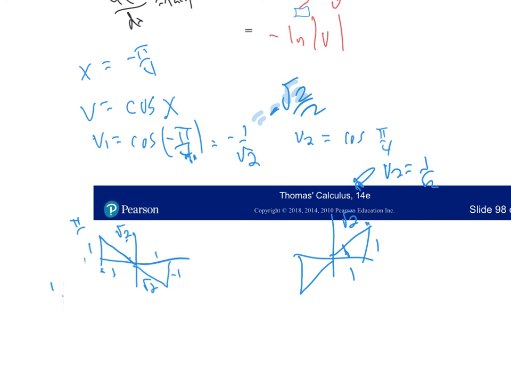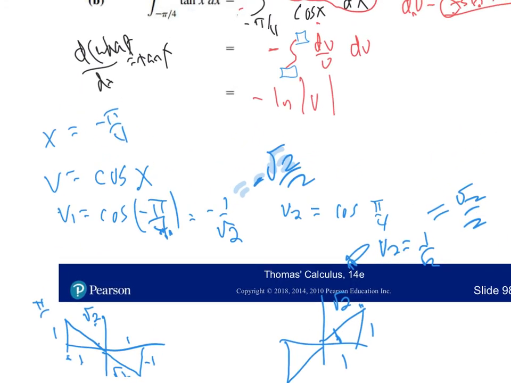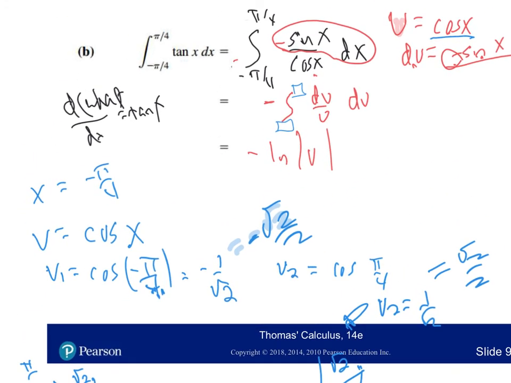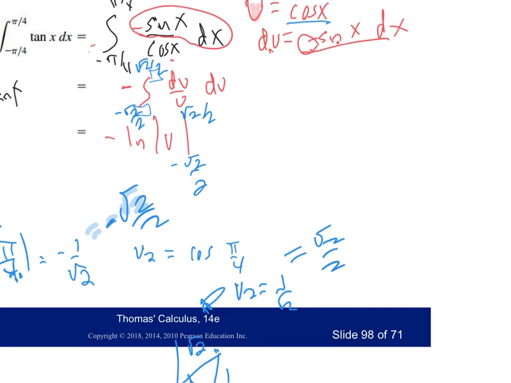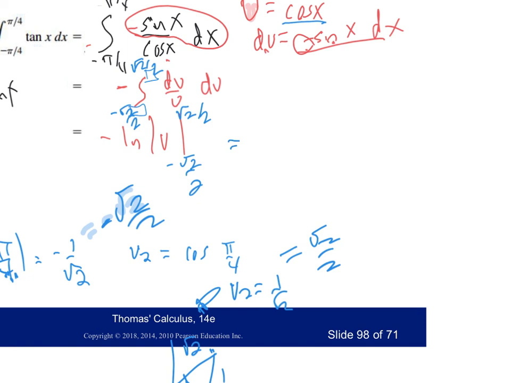This gives me the positive square root of 2 over 2. So my negative 1 was the one at the bottom. So that was negative square root of 2 over 2. Negative square root of 2 over 2. And my top was square root of 2 over 2. Square root of 2 over 2 gives me the negatives factored out, because I have a negative here.